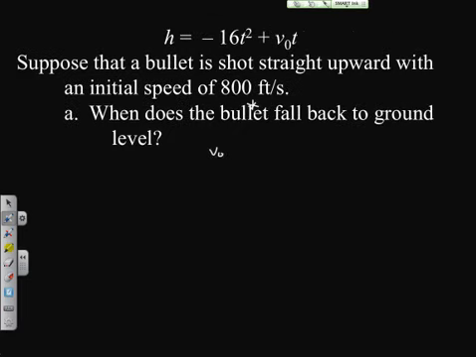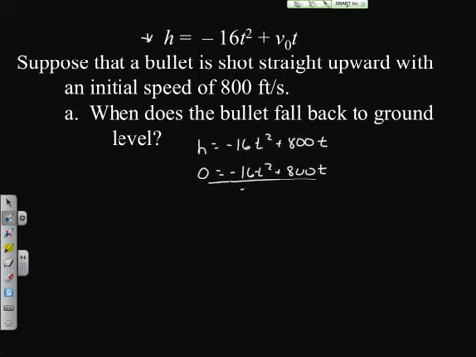Okay, so going to the next slide, I've saved the important information there. And so we've got our formula still. And we know that h equals negative 16t squared plus 800t. We want to know, when does the bullet fall back to the ground? Well, what is the height when the bullet is on the ground? 0. So we just solve this. Notice these are both divisible by 16. So we're just going to divide everything by negative 16.